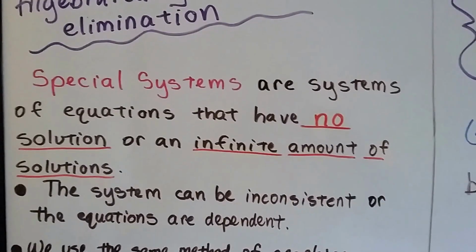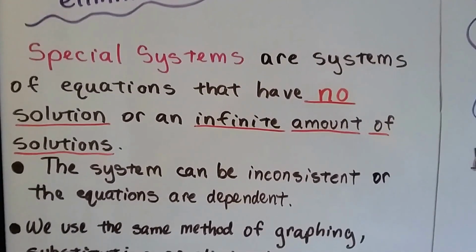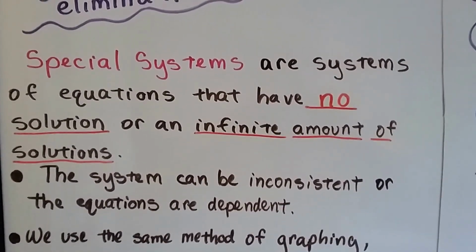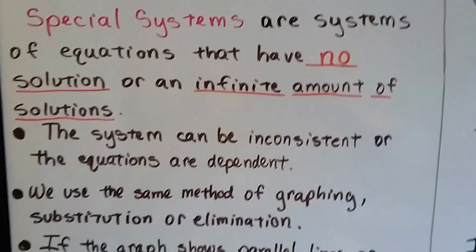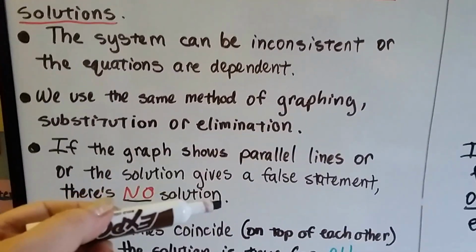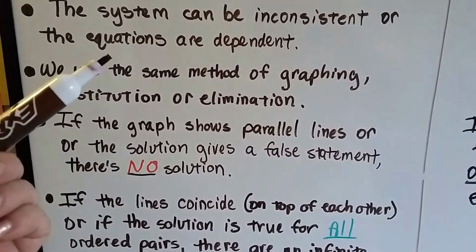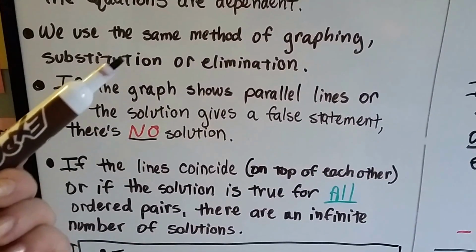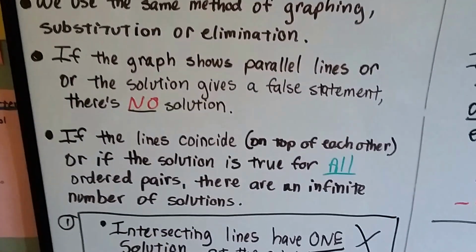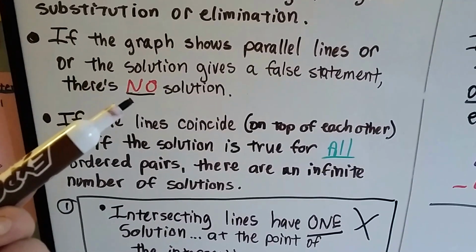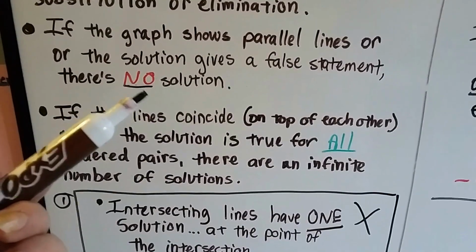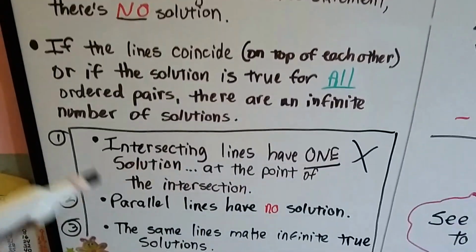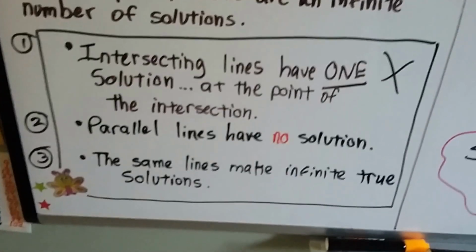So as we said before, special systems are systems of equations that have no solution or an infinite amount of solutions. And I've already read all this to you before, that systems can be inconsistent and the equations are dependent. We can still use graphing, substitution, or elimination. And if the graph shows parallel lines or the solution gives a false statement, there's no solution. So these were the three things that were really important for you to remember.